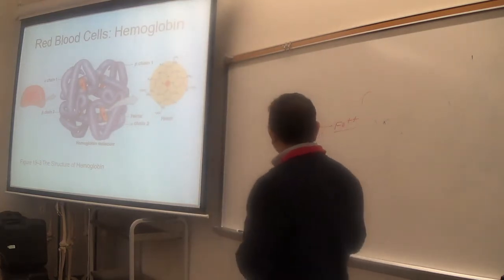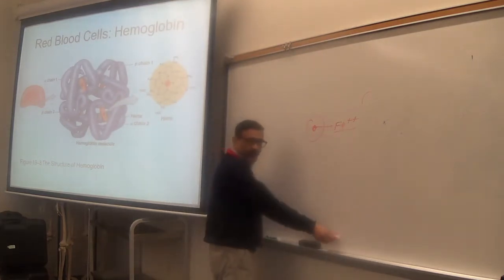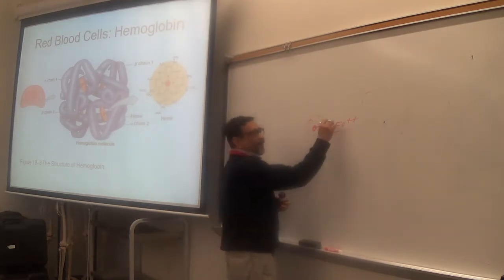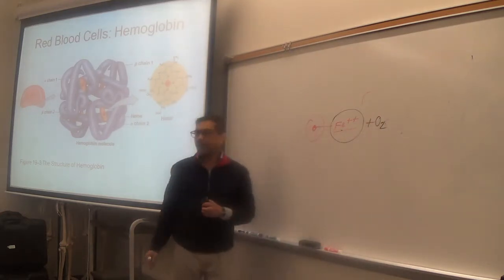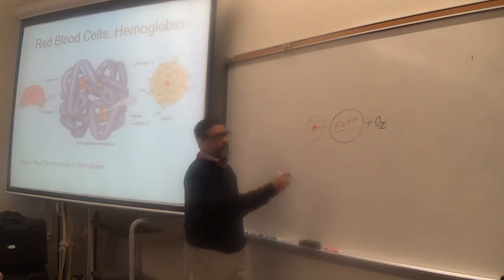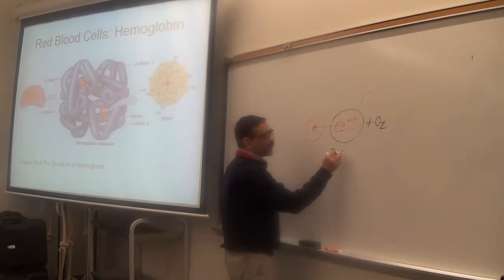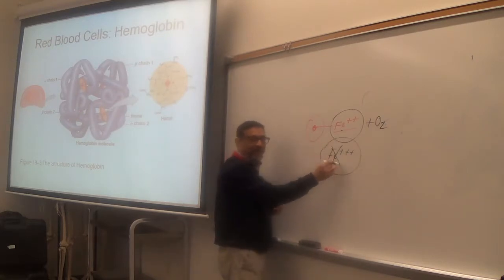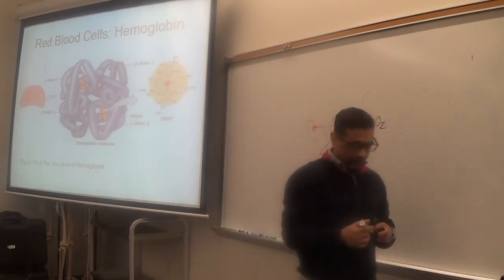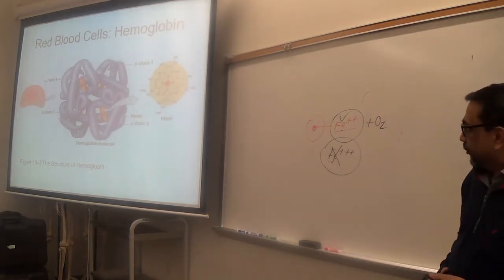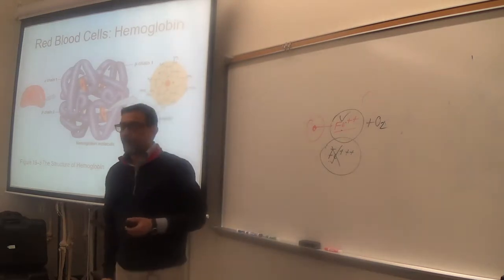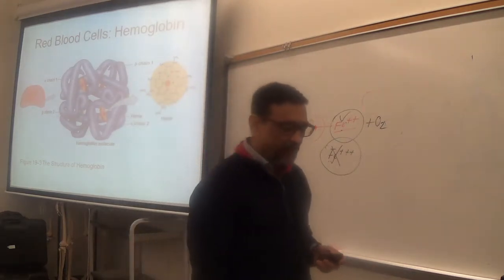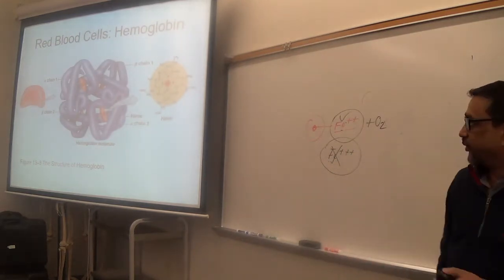And why iron should be in ferrous form? Because oxygen can bind easily with this iron when iron is in ferrous form. If iron is in ferric form, 3 plus, oxygen cannot bind with this. Okay, so we need this one. Make sense? So that is the hemoglobin. It has heme and globin. 4 heme, and globin has 4 amino acid chains, 2 alpha chains, 2 beta chains.